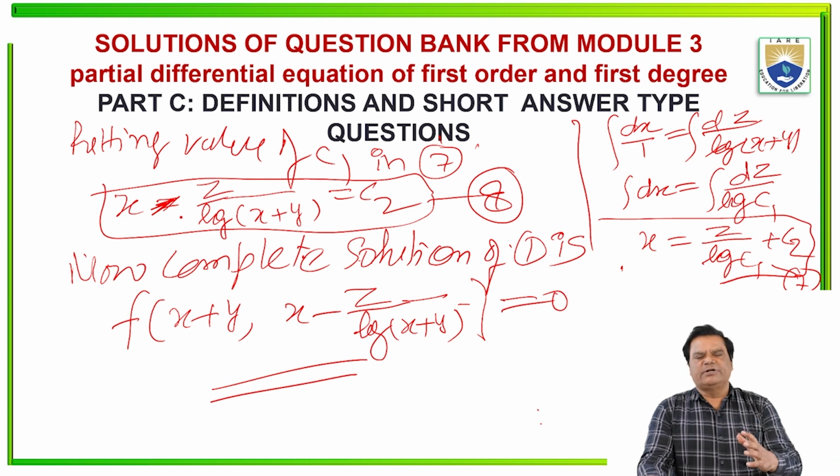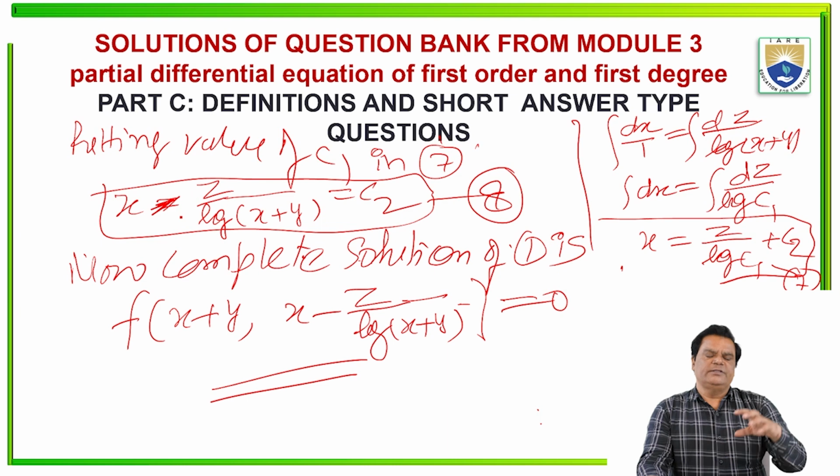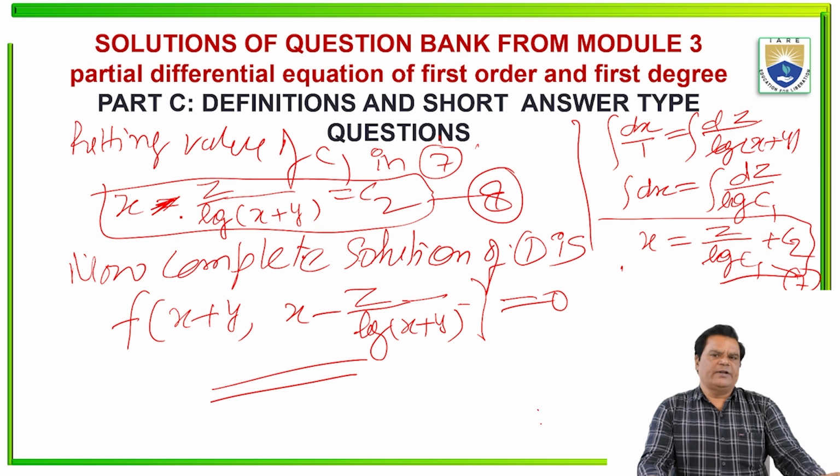Then we find the first solution. Now the second solution is found with the help of solution first. Solution first is x plus y equal to c1, x plus y equal to some arbitrary constant. So finding the second solution, we put the value of x plus y equal to c1. After integrating, again we put the value of c1 equal to x plus y, then we get the complete solution.